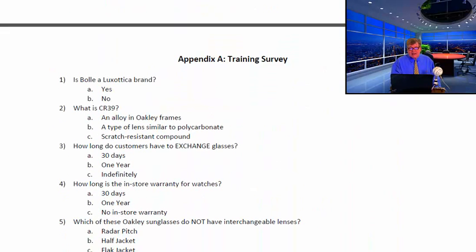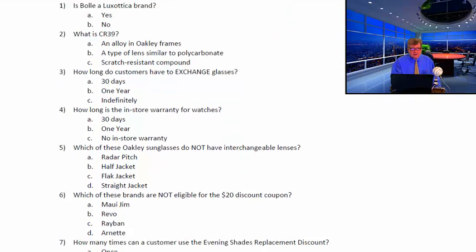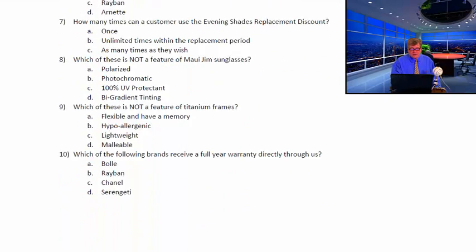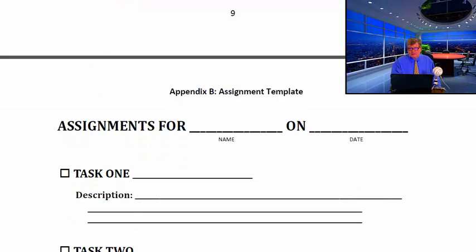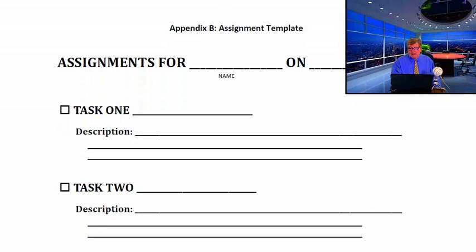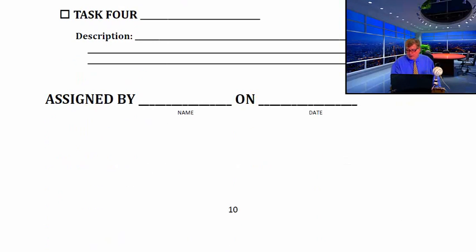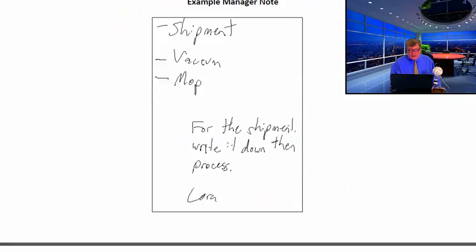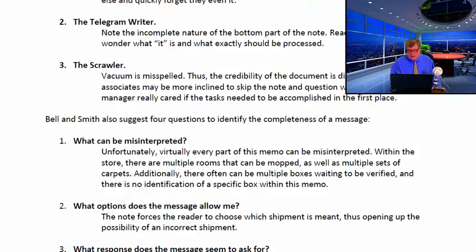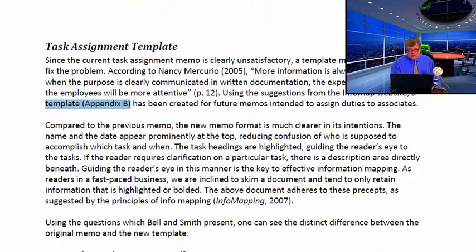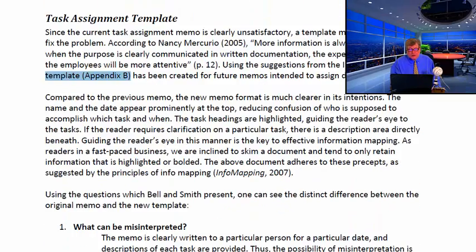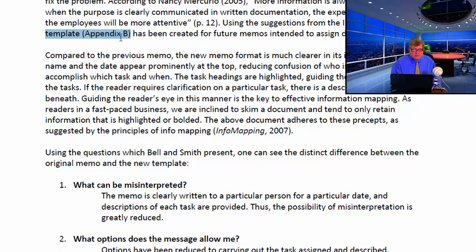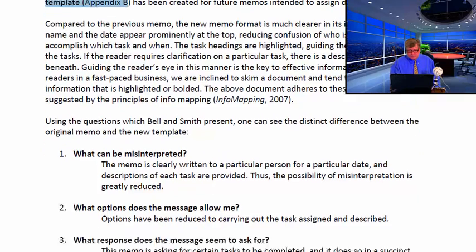Notice that Appendix A is the training survey. Notice how long it is, therefore it would not fit as a figure. And notice that Appendix B is the assignment template. And notice how large it is, and therefore it would not fit as a figure either. So that's why the author is now comparing the old template with the new template, because it has been referenced and the reader can go look at it in Appendix B. And that's how you use your appendices.